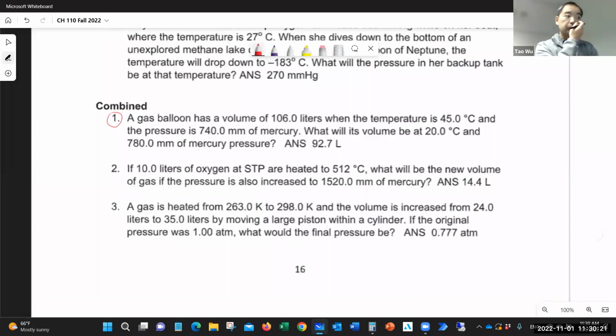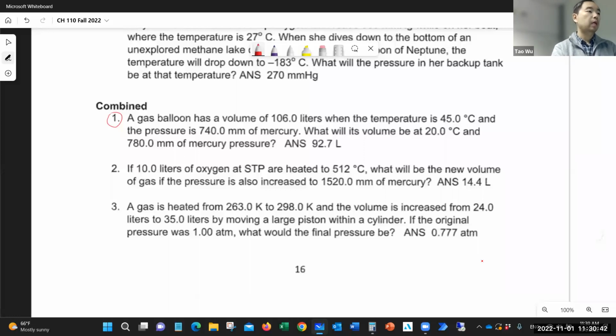A gas balloon has a volume of 106 liters when the temperature is 45 Celsius and the pressure is 740 millimeters of mercury. So what will its volume be at 20 Celsius and 780 millimeters of mercury?